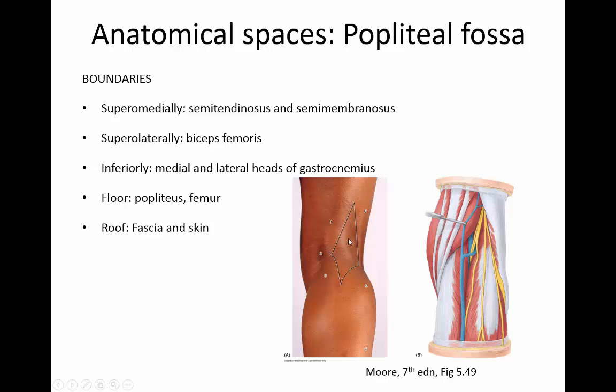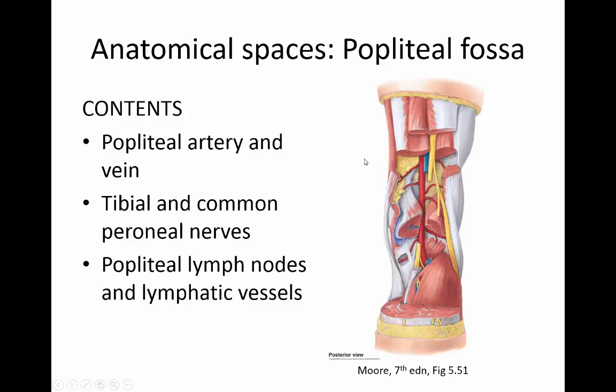Of course, deep, we have a floor. So that's going to be our popliteus muscle and the bone of the femur. Most superficial will have the roof, which as usual will be fascia and skin. Contents of the popliteal fossa. We'll have a popliteal artery and vein. These are continuations of the femoral artery and vein.